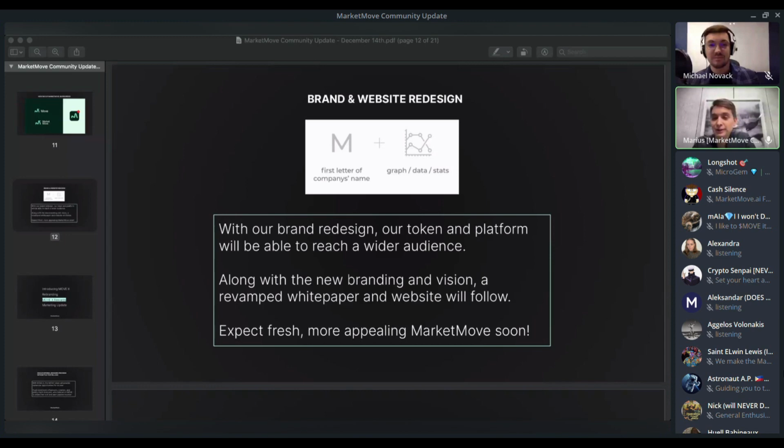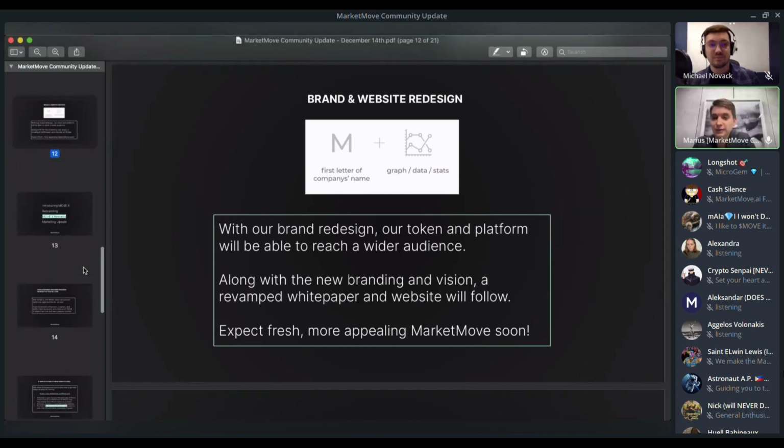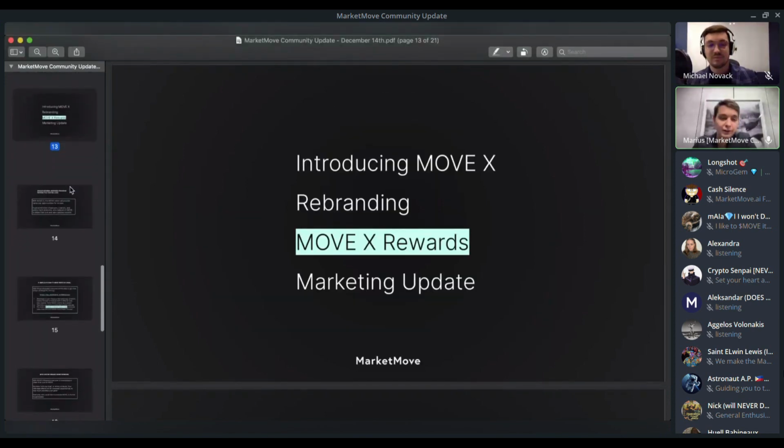I think it's time for a small surprise. Nobody really expected that, so let's introduce the next thing: the first part of Movex Rewards. Yeah, let's go.